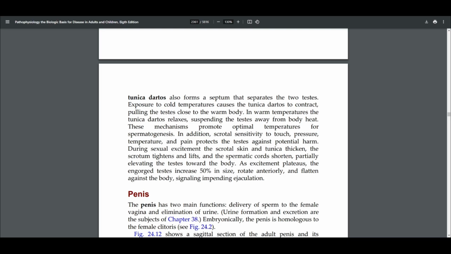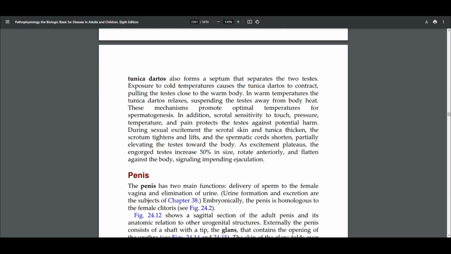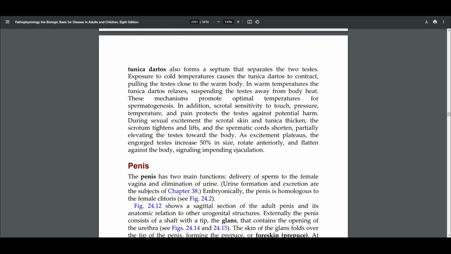In addition, scrotal sensitivity to touch, pressure, temperature, and pain protects the testes against potential harm. During sexual excitement, the scrotal skin and tunica thicken, the scrotum tightens and lifts, and the spermatic cord shortens, partially elevating the testes toward the body. As excitement plateaus, the engorged testes increase 50% in size, rotate anteriorly, and flatten against the body, signaling impending ejaculation.